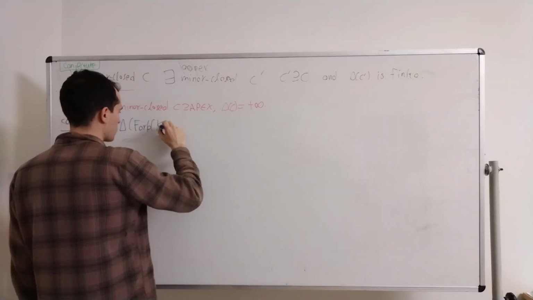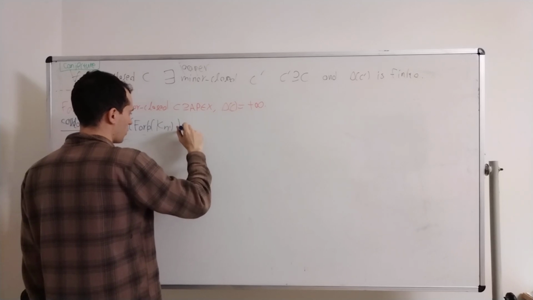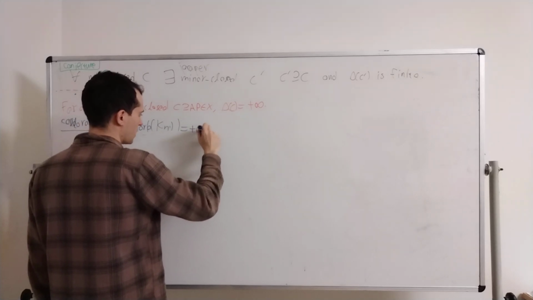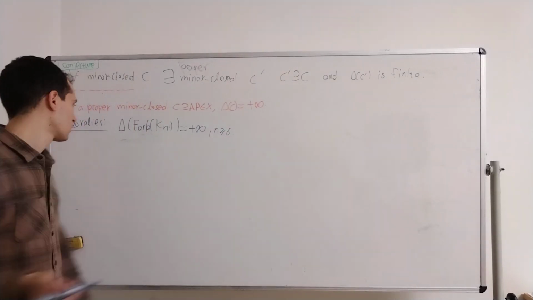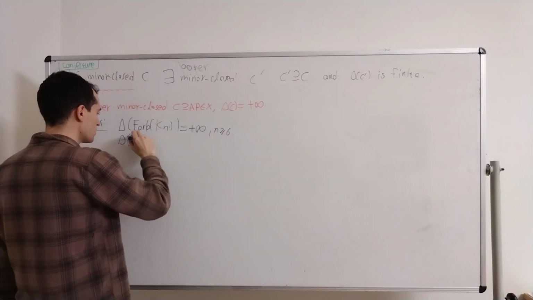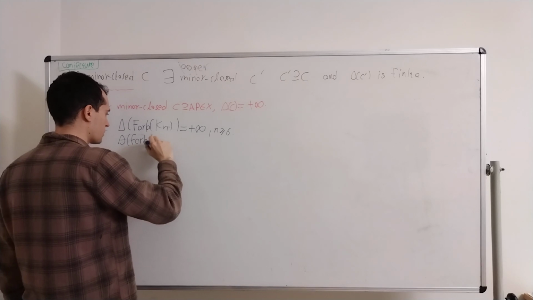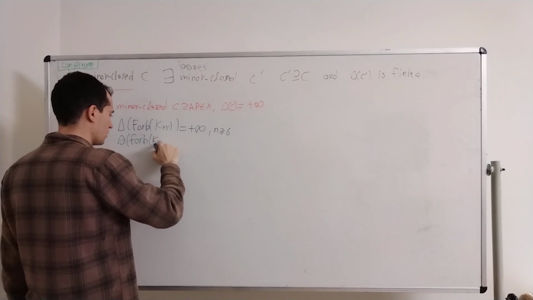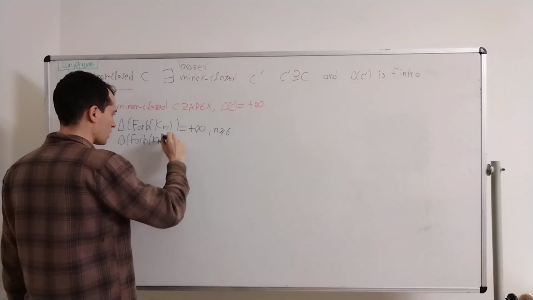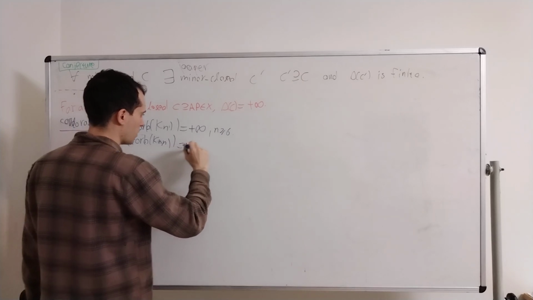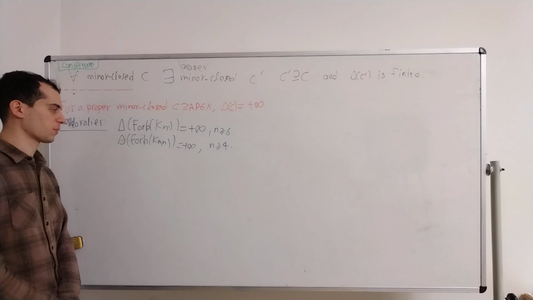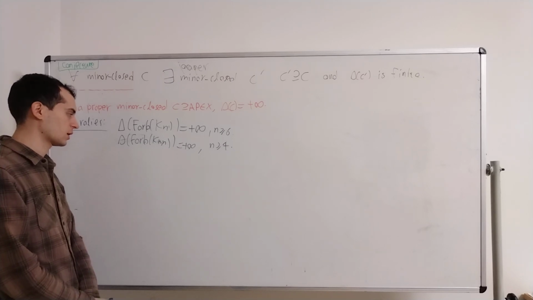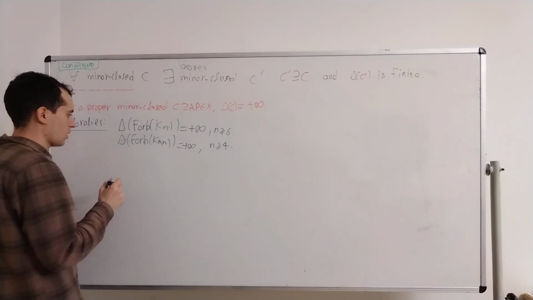And in fact, the same holds for Kn for all n greater or equal to 6. Also, delta of form K n comma n for the same reason is also infinite for n greater than 4.